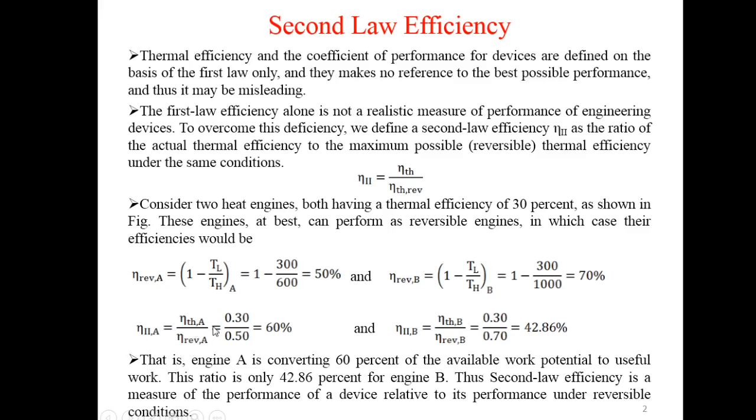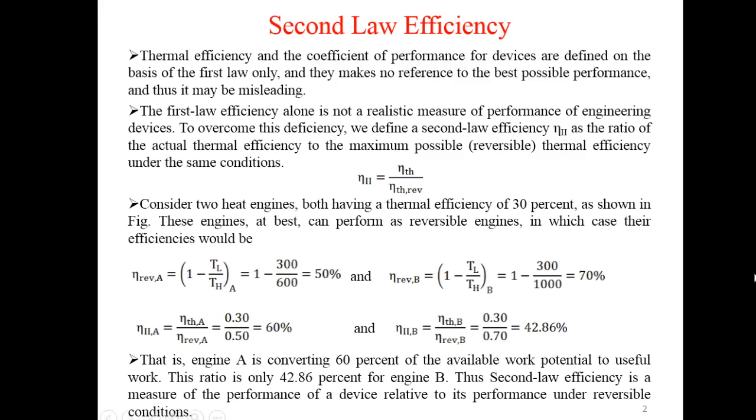Now, if you want to find the second law efficiency, the formula for heat engine A will be the thermal efficiency of heat engine A divided by the reversible heat engine A efficiency, that is 0.3 divided by 0.5, equal to 60%. Similarly, for heat engine B, the second law efficiency will be 0.3 divided by 0.7, and it comes out to be 42.86%. That is, engine A is converting 60% of the available work potential to useful work.